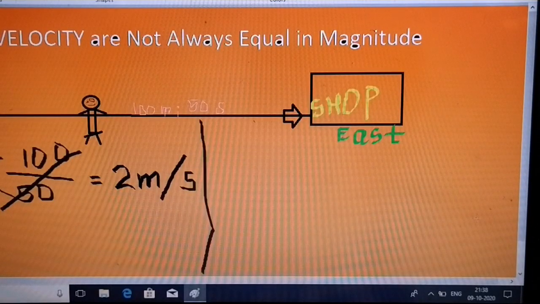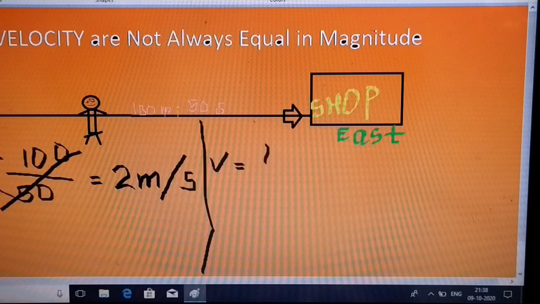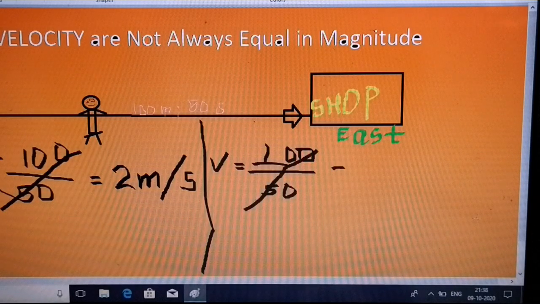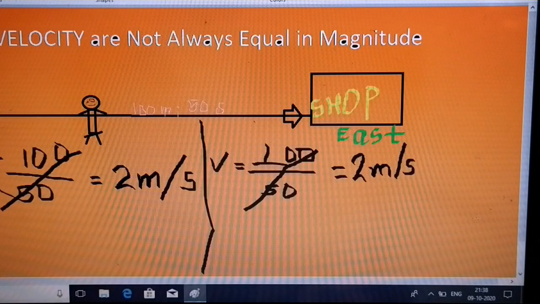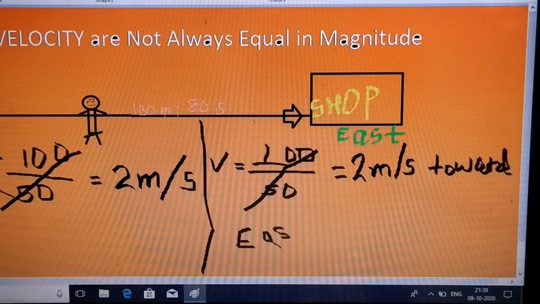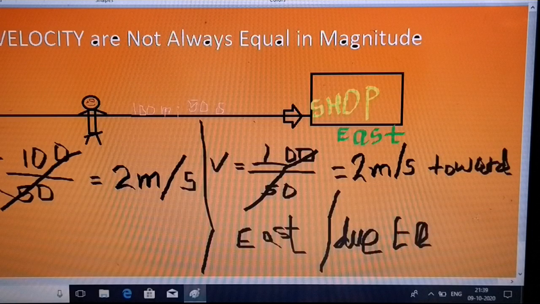Now velocity of boy. Velocity is equal to displacement by time taken. Displacement is 100 meter toward east and time is 50 seconds. So 100 divided by 50 is equal to 2 meter per second. But it's a velocity, that's why we will write here 2 meter per second toward east, or we can write 2 meter per second due east.